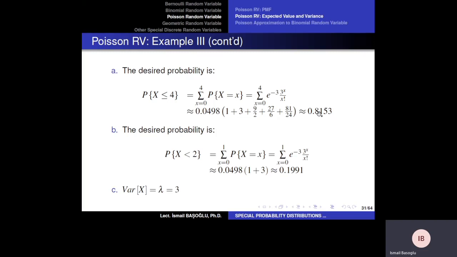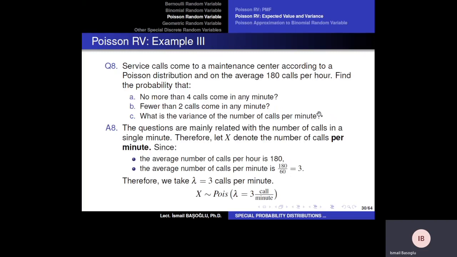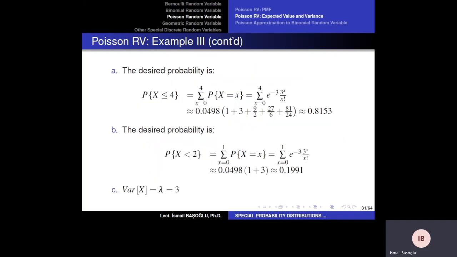The second part asks, fewer than 2 calls come in any minute. The probability that fewer than 2 calls come in any minute means the probability of the number of calls in any minute being less than 2. And this includes only 2 probabilities, the probability of having no call and the probability of having 1 call in any minute. So we are going to sum the probability mass functions by plugging in 0 and 1 values in place of x. And here, the probability is going to be equal to 0.1991.